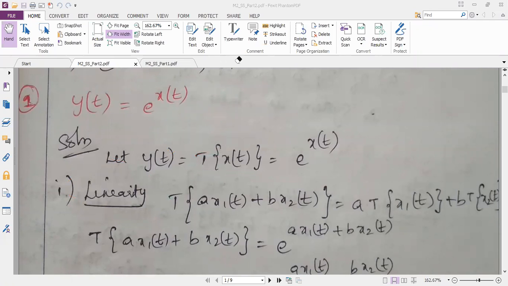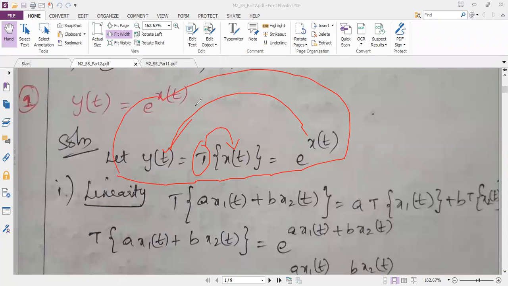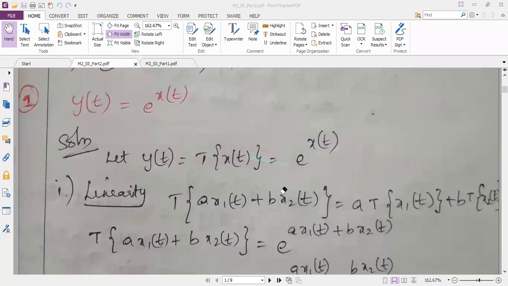So T of x of t. I will get my output y of t when I perform the operation called T here instead of H, but both are the same, on x of t. But as per the question, my y of t is equal to e power x of t. So this we have to write initially in all the problems. y of t is equal to T of x of t, which is equal to e power x of t. E power x of t is given in the question. So this is common for all the problems.